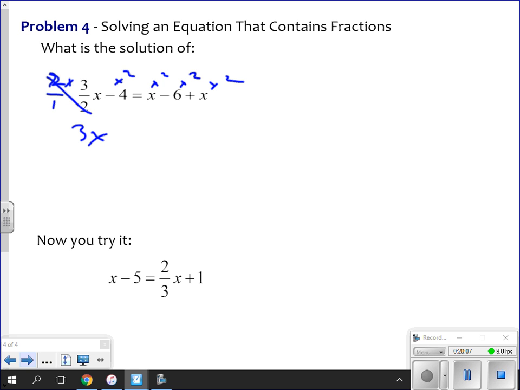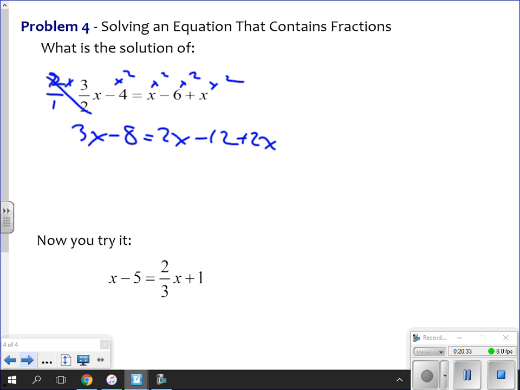And then everything else still gets multiplied by 2. So I have -4 times 2 is -8. x times 2 is 2x. -6 times 2 is -12. And then x times 2 is 2x. No more fractions. First step, get rid of the fractions by multiplying everything by the denominator.